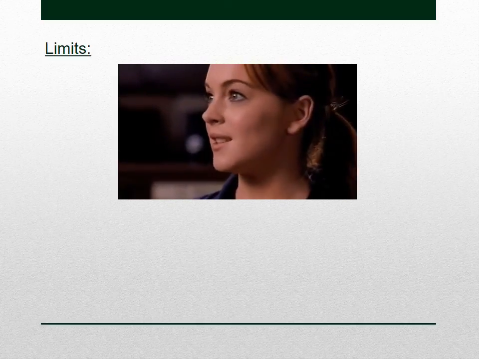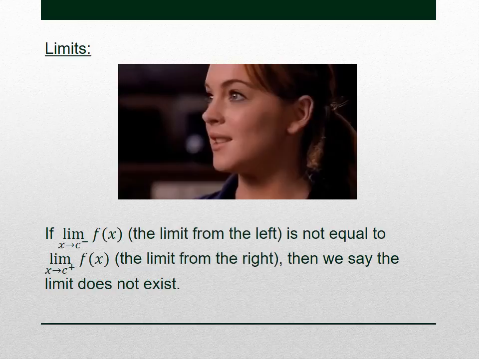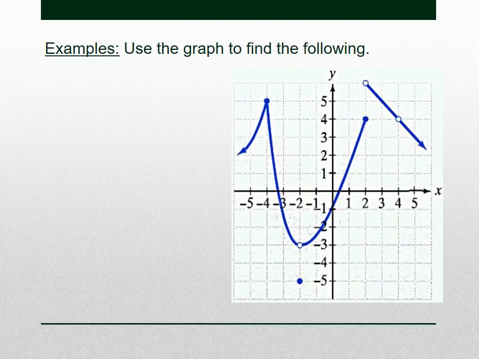All right, so she said if the limit never approaches anything, then the limit does not exist. What that means is that if the left side isn't the same as the right side, the limit does not exist. That means the function isn't approaching the same thing from both sides, and when that happens, we say the limit does not exist. Okay, so here let's look at some examples. We'll be given a graph, and I'm going to ask you to find some limits.